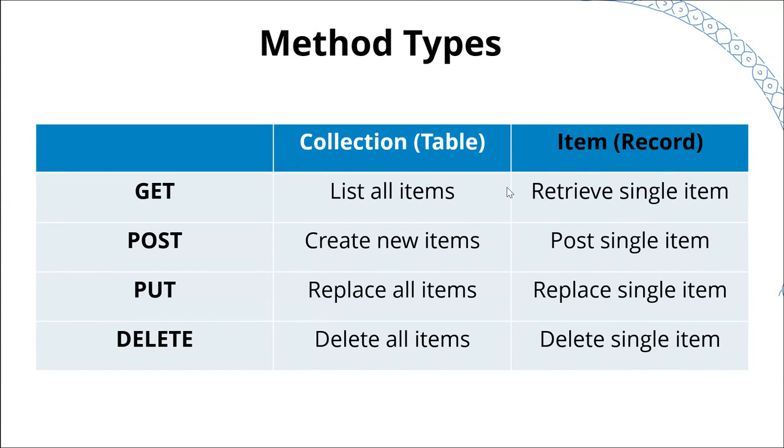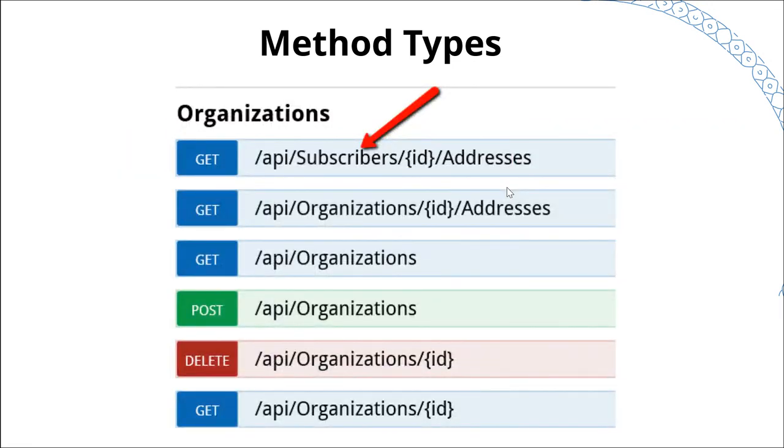Here we have different method types, which are get, post, put, and delete. So we have a collection, and get is used on a record or a table. We use get to retrieve a single item, and post is to post a single item or create new items in a table. With put, we replace a single item or replace all items in a table, and we delete all items or a single item using delete, right? One other thing is, it is always important to ensure that we have appropriate method types.